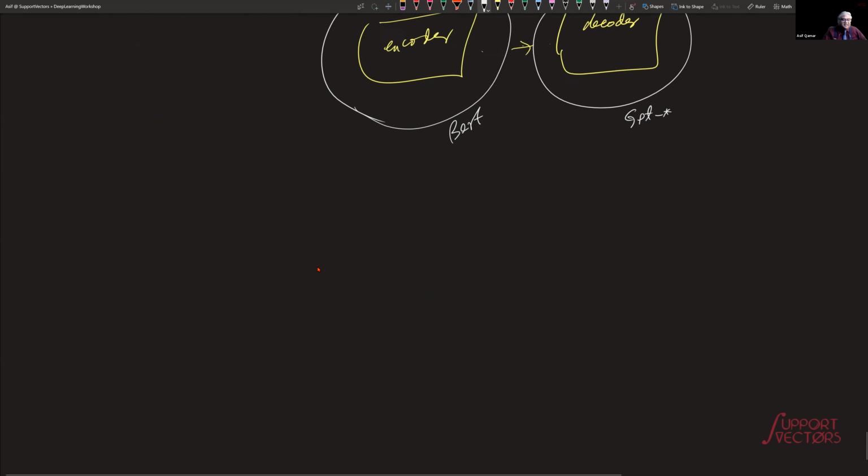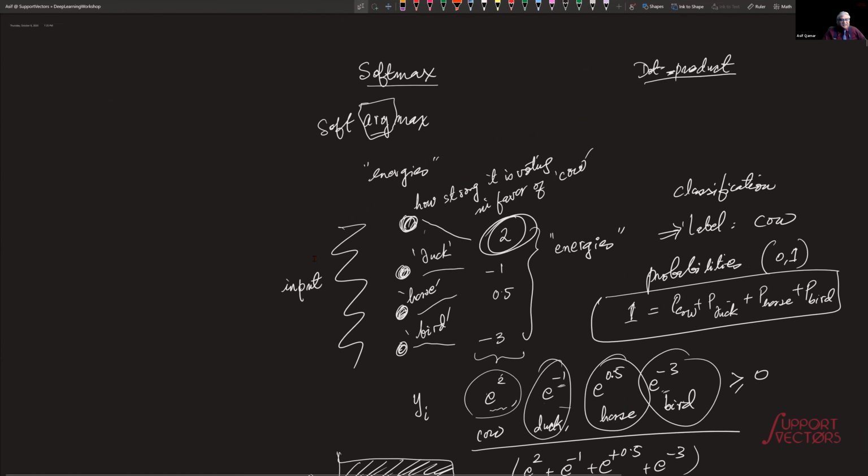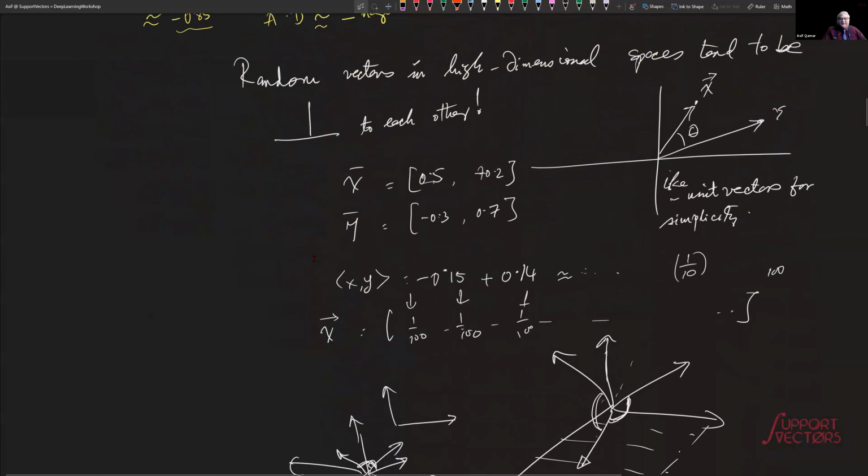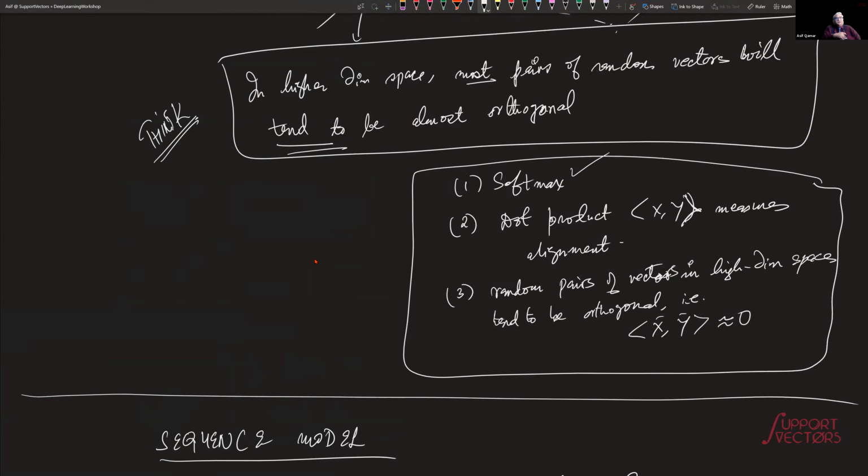I'll break it down into pieces, but before I do, let me go back to the initial thing and the mathematical summary that we had. What did we summarize? We understood the concept of softmax. What does it do? It spotlights the bigger value, highlights it, accentuates it, or exaggerates it, whatever word you want to use. That is one thing. Dot product tells you the alignment between two vectors. And the third is an observation that random pairs of vectors in high dimensional spaces will tend to be orthogonal to each other. Okay? So just recapping these three results.